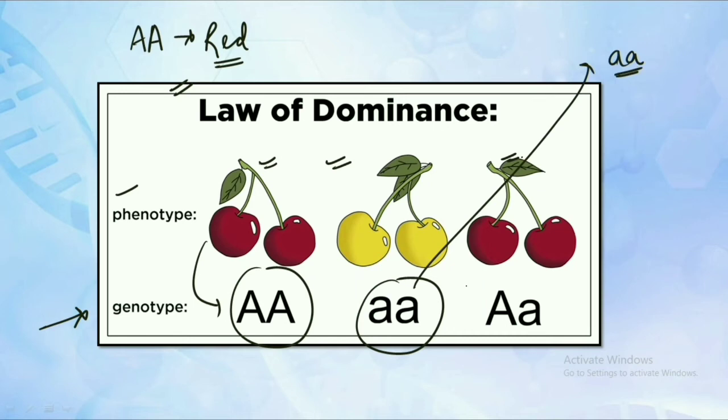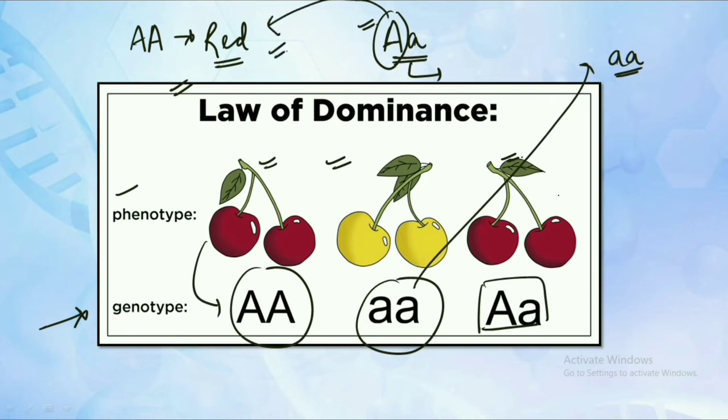So let's move forward. In the third case, we have the genotypic makeup as capital A, small a. So it is a heterozygote, but because one of the alleles is the dominant one, and we have just seen that the dominant represents the red color, this heterozygote also displayed the red cherries. So this is about the law of dominance.